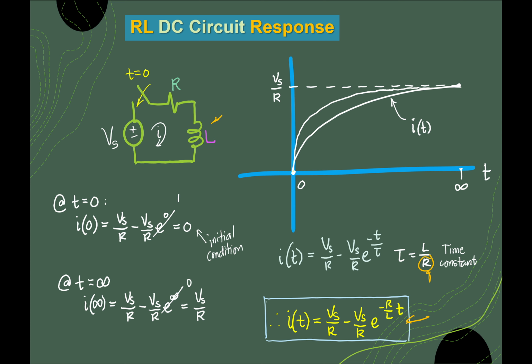For example, if your Vs over R is 10 amps, because this is in the unit of amps, this is current, and let's say this is at 1 million time, here it is close to 10, like 9.9999, but it doesn't reach 10. That's very important. That's it, that's the DC circuit response of your RL circuit.